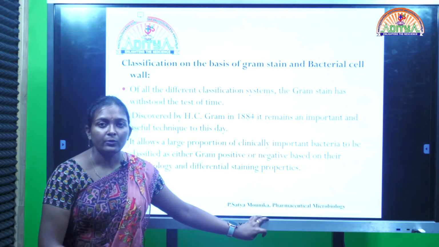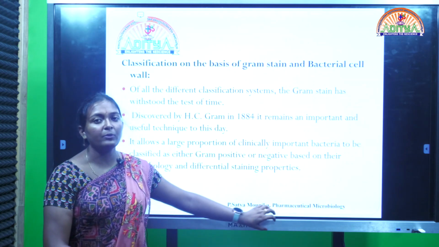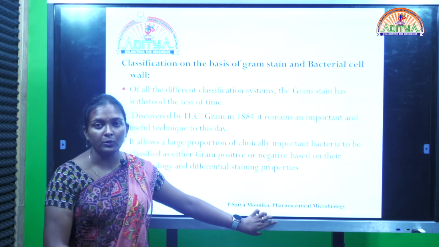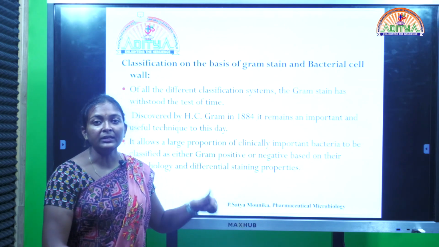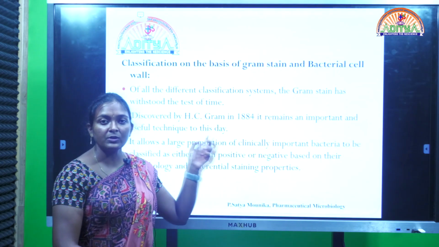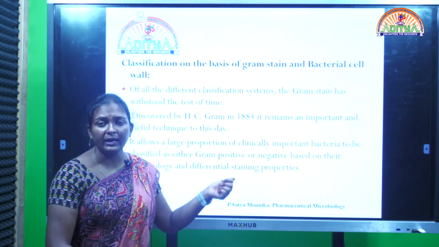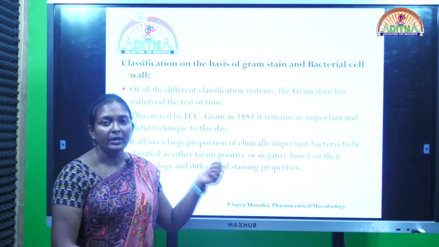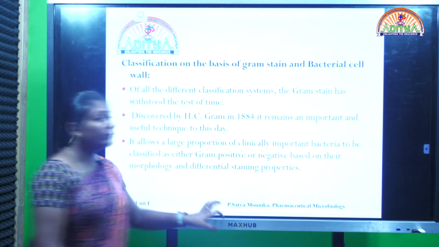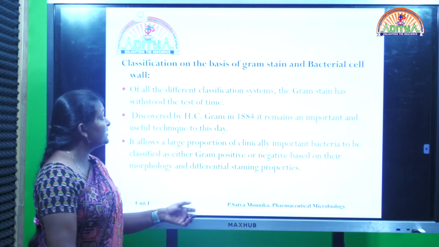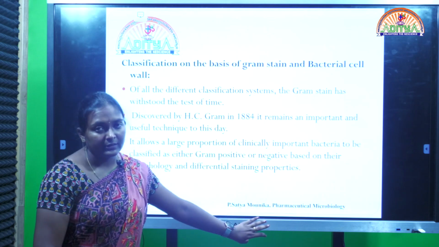That means when we add a particular type of stain to a particular type of bacteria taken on the microscopic slide, that bacteria would obtain a particular color with the presence of alcohol or other staining agents. So based upon the color observed under the microscope, we would classify them into different types of bacteria. That would be one type of classification: classification based on the Gram staining technique or any other staining techniques.